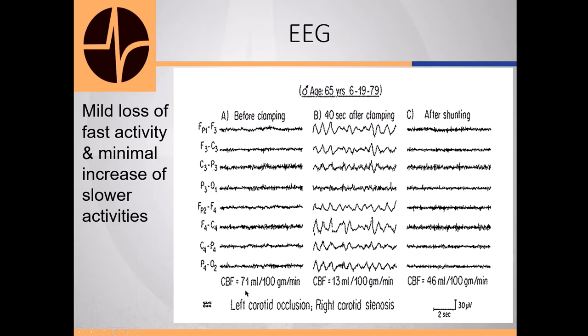The CBF is 71. 40 seconds after clamping, you can see that there's complete change on both sides. Cerebral blood flows down to 13. They put a shunt in. Cerebral blood flows back up to 46, and you can see it's back to baseline. It's still not great EEG, but it's back to baseline. That's what we're looking for.